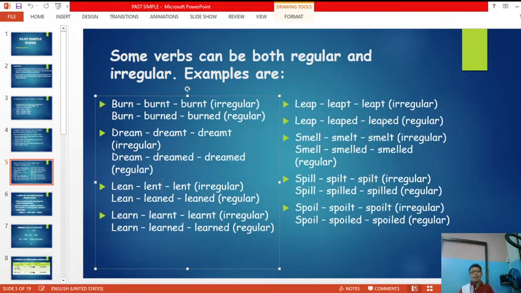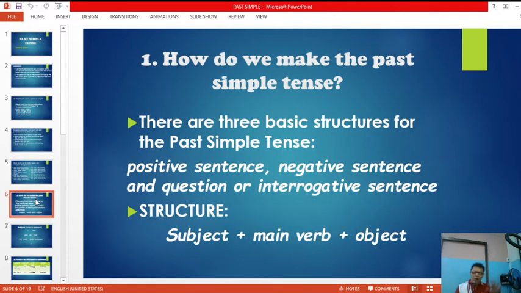All this, later on I will explain. At the moment, we try to go through the basics first. Later on, if I still have time, I will explain when and how to use these. So to continue, now we're going to learn how we make the simple past tense.